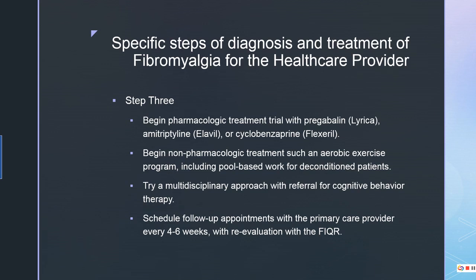And Step 3. Begin pharmacologic treatment trial with pregabalin or Lyrica, amitriptyline, also known as Elavil, or cyclobenzaprine, known as Flexeril. Begin non-pharmacologic treatment such as an aerobic exercise program, including pool-based work for deconditioned patients. Try a multidisciplinary approach with referral for cognitive behavioral therapy, and schedule follow-up appointments with the primary care provider every 4 to 6 weeks with reevaluation with the FIQR.